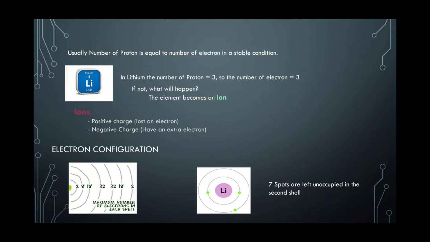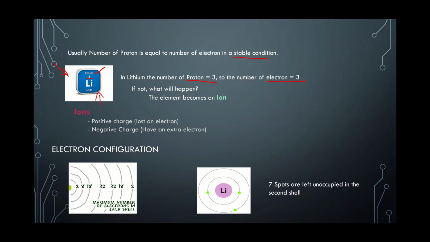So, in a stable condition, the number of protons must equal the number of electrons. To achieve the balance, they should be equal. Let's take lithium as an example. Lithium has an atomic number of 3. That means the number of protons is 3 and the number of electrons is 3. They should be equal. But if not, what will happen?